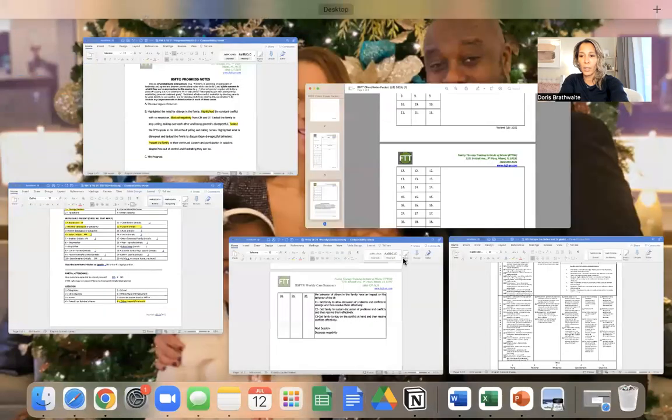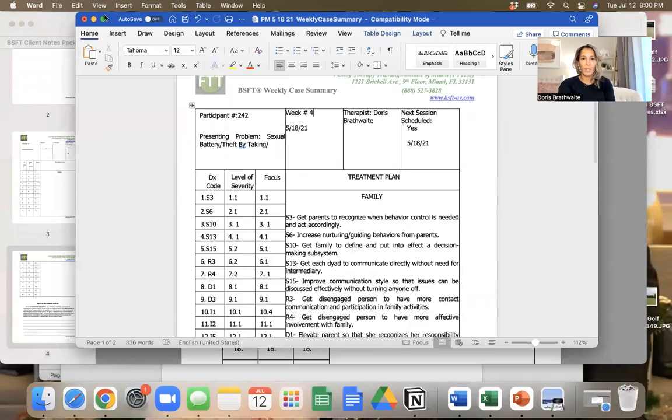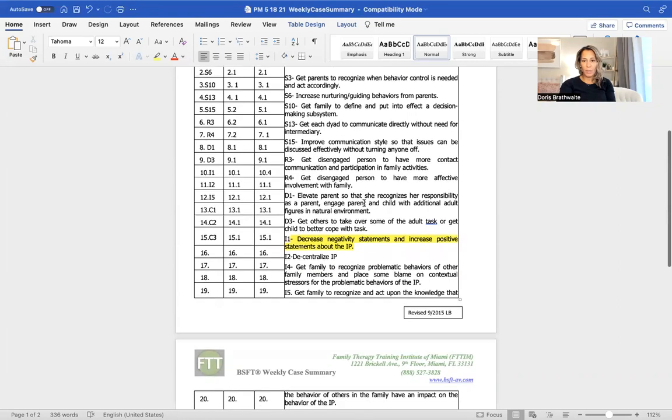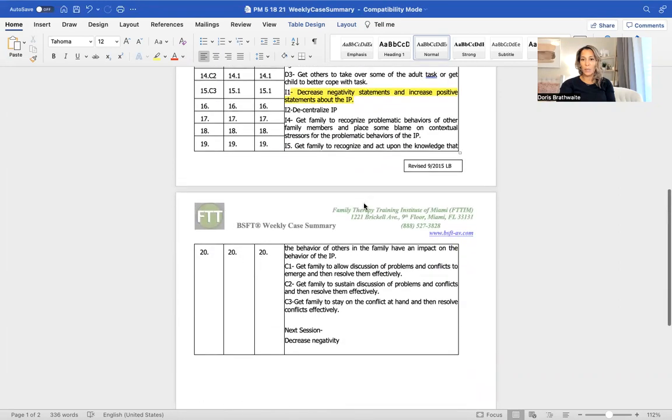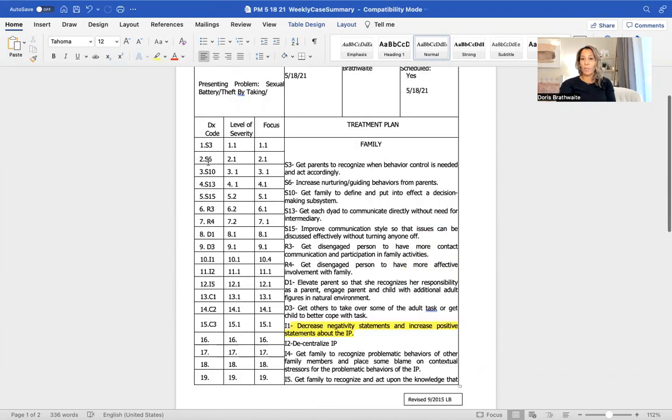So let's jump over quickly, while I have that up, to an example of a weekly case summary. Let me make this a little larger so I don't have to get so close to the screen and scare everybody. But as you can see, the participant number, the presenting problem for this particular IP, what week it was, the week date, therapist, the next scheduled session. And as you can see, I've diagnosed this family with about 15 different diagnostics, and they're all listed here. I have them listed numerically here, and then I have the treatment plan in written form.